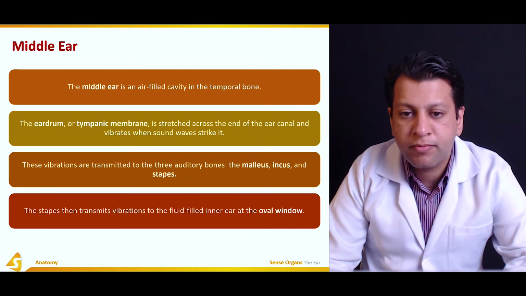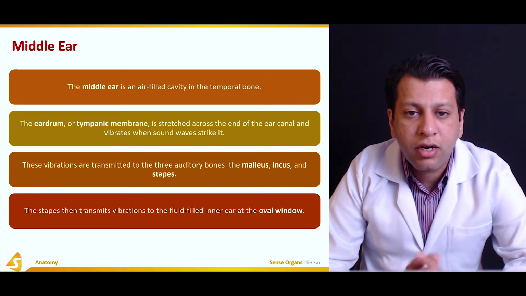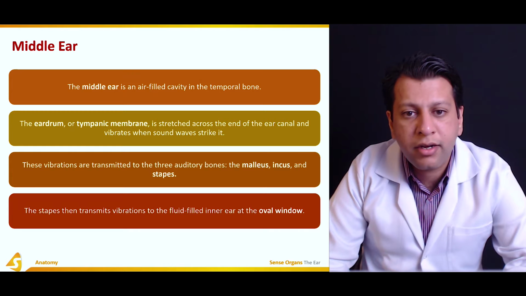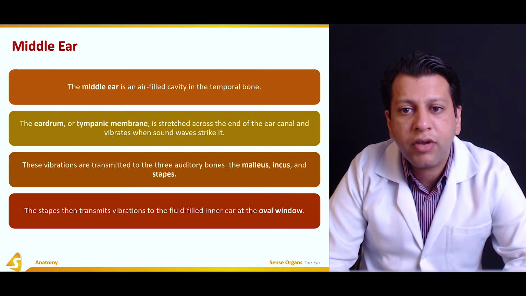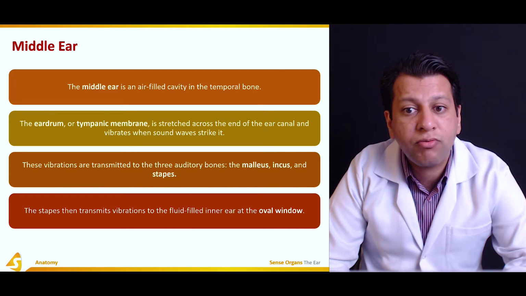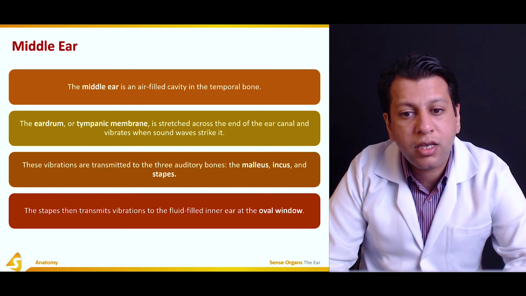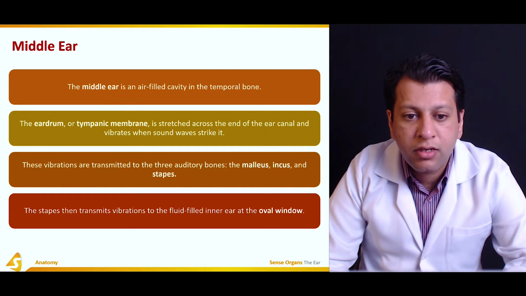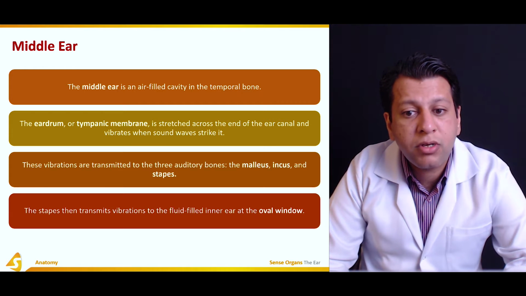It may also be called the external auditory meatus, a tunnel into the temporal bone, curving slightly forward and down. Now the middle ear starts when the external ear ends. The middle ear is an air-filled cavity in the temporal bone. The eardrum or tympanic membrane is stretched across the end of the ear canal and vibrates when the sound wave strikes it. These vibrations are transmitted to three auditory bones called the malleus, incus, and stapes. The stapes then transmits vibration to the fluid-filled cavity at the oval window.